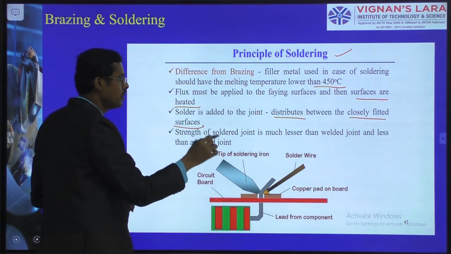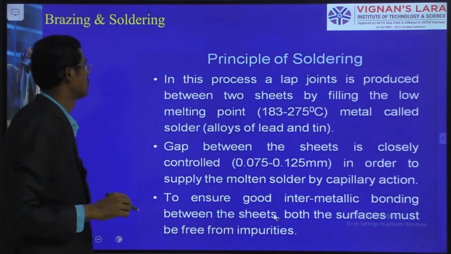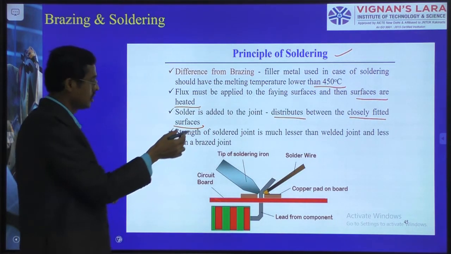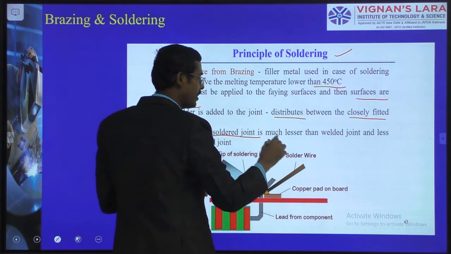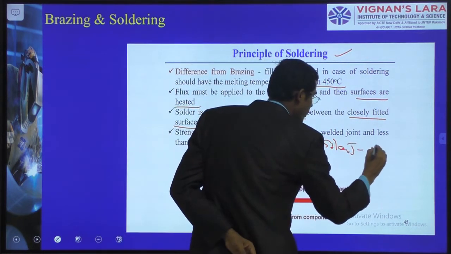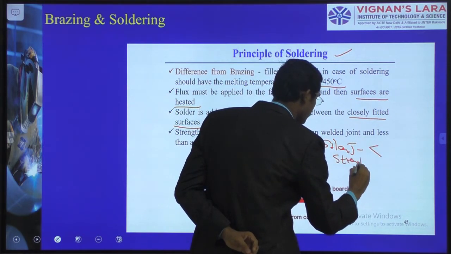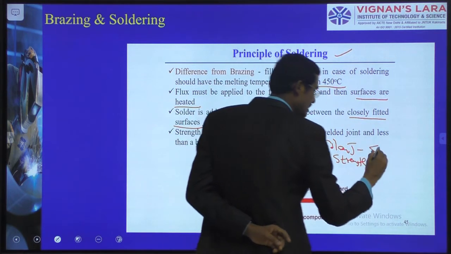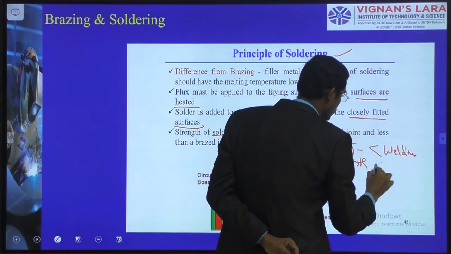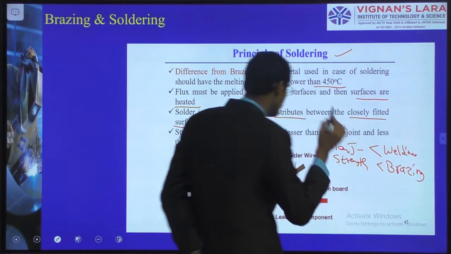The strength of a soldered joint is less than that of the welded joint and less than that of brazed joints. So here we are getting strength less than both. The soldered joint is a permanent joint, but its strength is less than that of welding and also less than that of brazing. So these things we should remember.